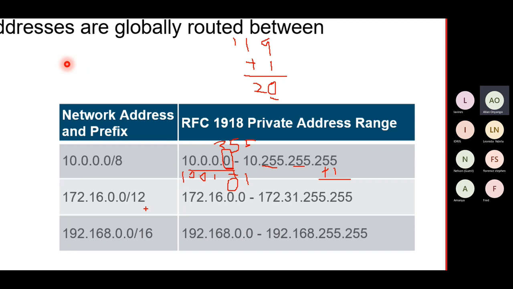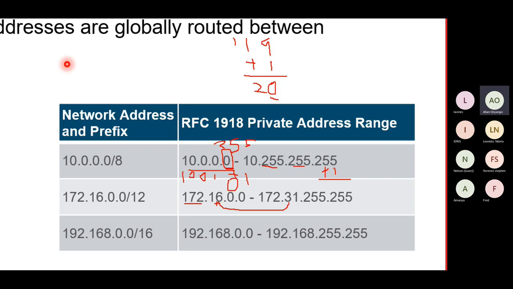Second way of identifying private addresses, any address that begins with 172 on the first octet. Then the second octet is funny. Any address that begins with 172 on the first octet, and then on the second octet, we need to have from 16 to 31. Which means 172.16.0.0. So the first octet must have 172. The second octet cannot be any number. The second octet can only contain 16, 17, 18, 19, all the way to 31, which means 172.32 is not a private address. 172.33 is not a private address. 172.15 is not a private address.